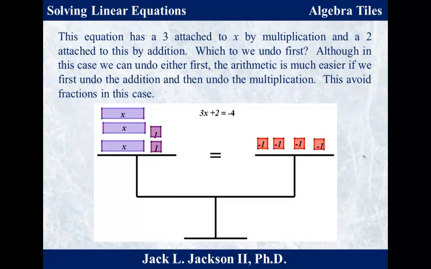Now this one kind of combines the last two things. We have a 3 attached to the x by multiplication and a 2 attached by addition. So we have 3 x's and 2 units on the left, and it equals negative 4, so we have 4 negative 1 tiles on the right.